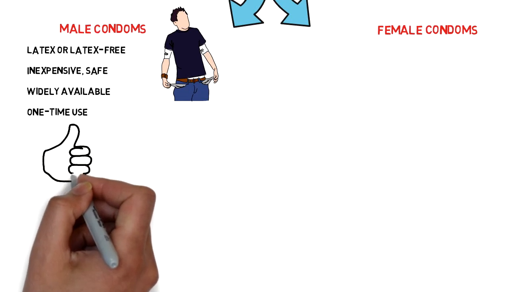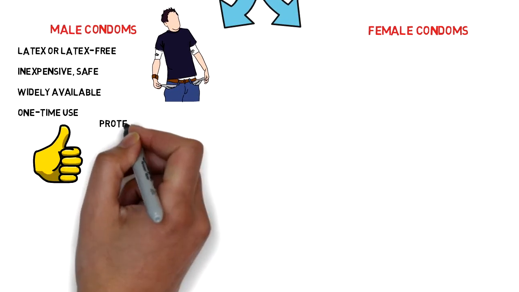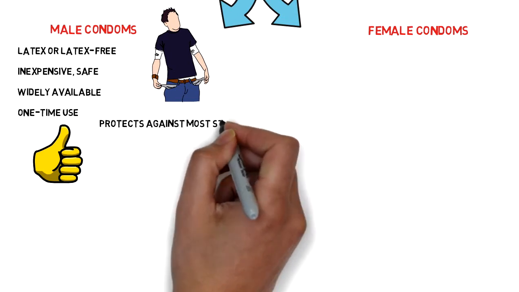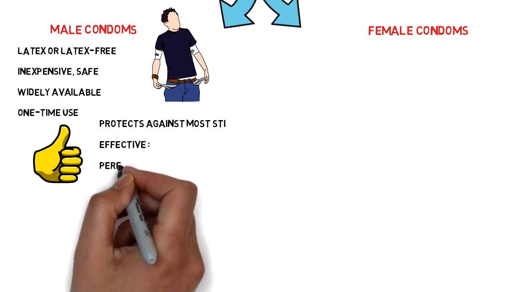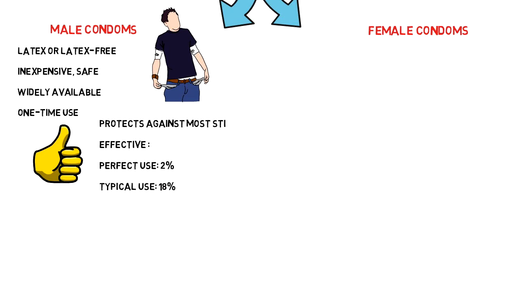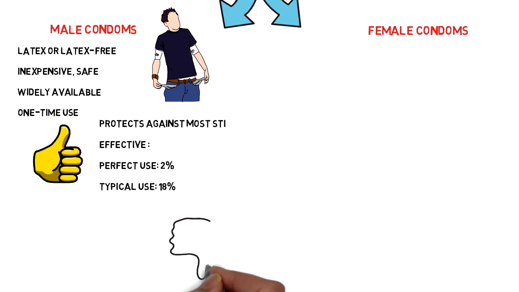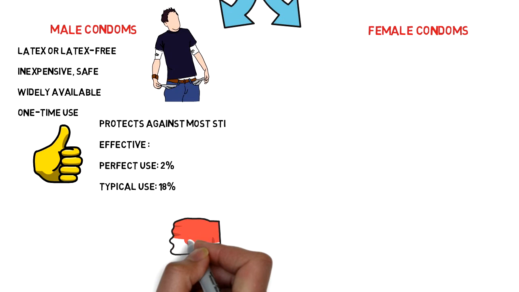Male condoms protect against sexually transmitted infections, but not all of them. Genital herpes, for example, could still be passed from one partner to the other. They're very effective. 2% of women get pregnant in the first year of use if used perfectly, and 18% if used typically.